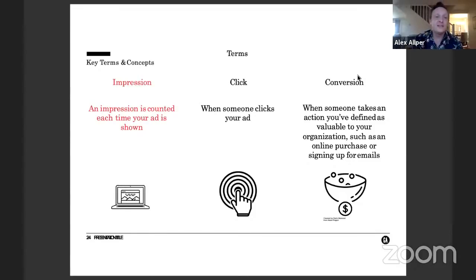Okay. Key terms and concepts, you guys. Once again, an impression. Every time your ad is shown, it is an impression. Whether that person clicks on it, interacts with it at all, or it's just scrolling through their feed and they're going super fast, it still counts as an impression.